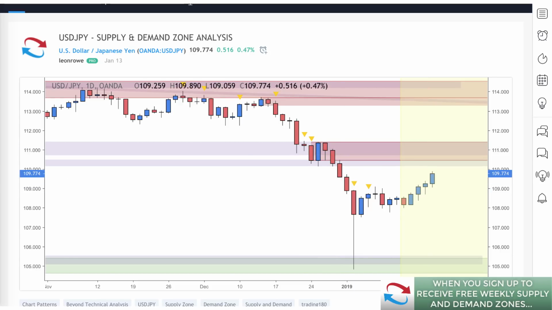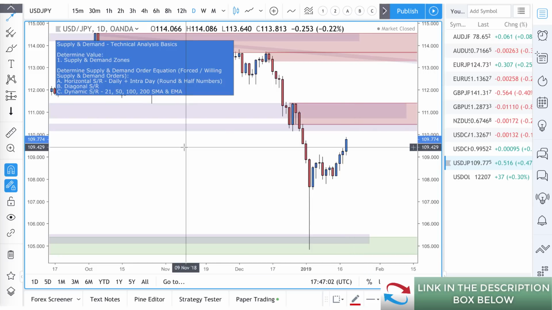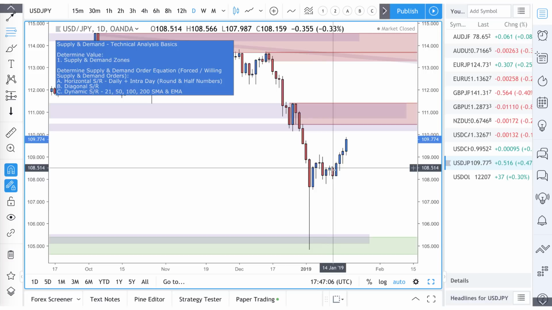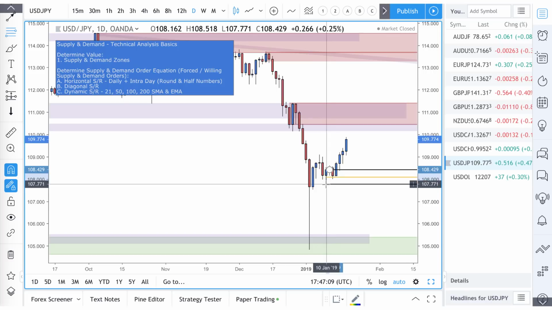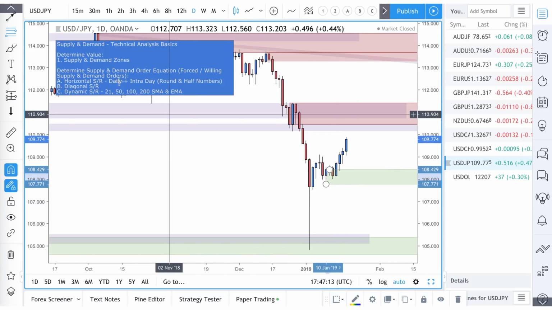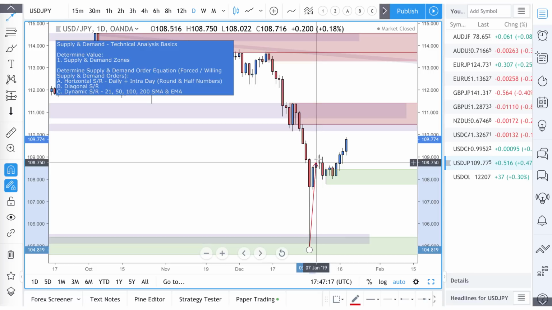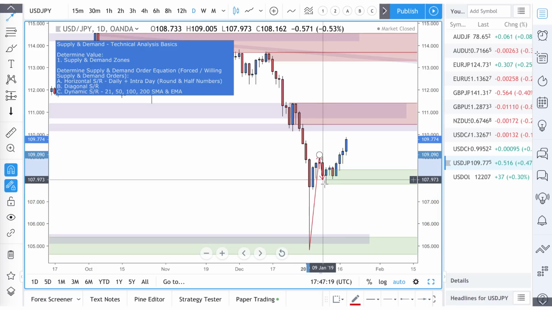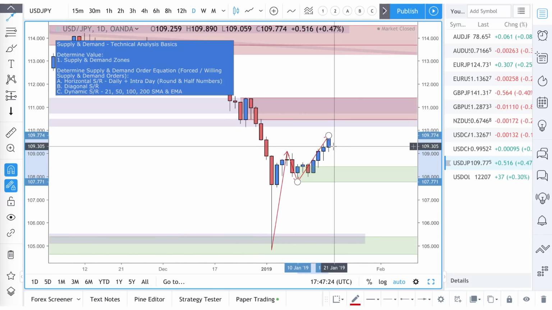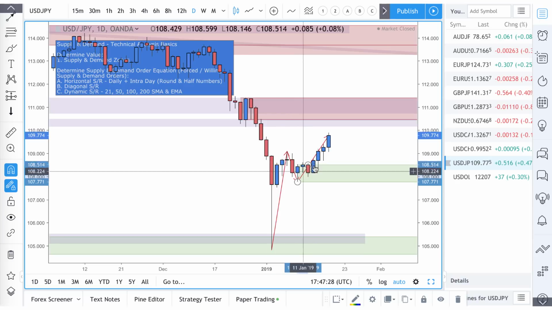So if we go to the dollar yen, we could now create a demand zone, and I was saying this last week, that what you want to see is higher highs, higher lows within that area before looking at any kind of buying opportunity. So you've got this price action movement right here. Let me just move that down there, right?